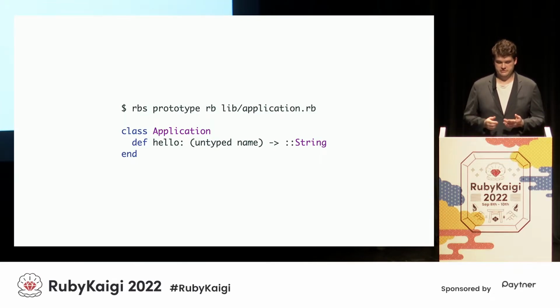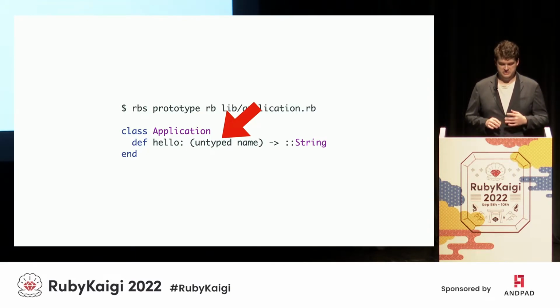A cool feature of the RBS tool is that it's able to create a starting template for your type signatures based off your existing code. Using the RBS prototype command, you can pass in a file you wish to generate an RBS file for, and RBS will render one to your terminal. For the most part, RBS has built a successful template. The only thing it's missing is just an untyped name argument on the second line.